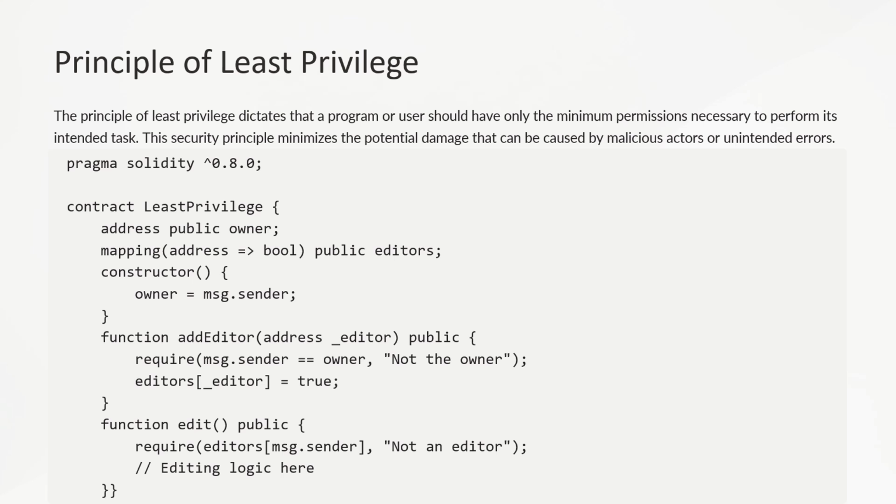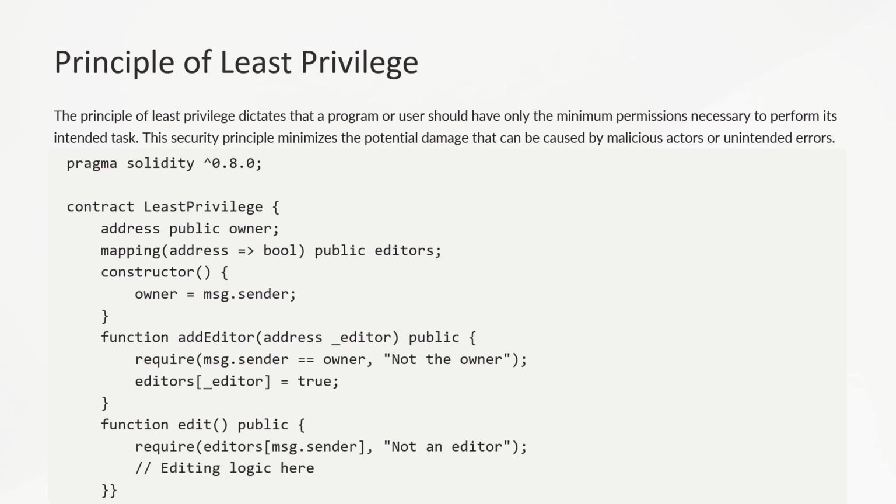The least privilege contract in this Solidity aims to adhere to the principle of least privilege. It has a state variable owner of type address, which stores the address of the owner of the contract, and editor, which is a mapping from addresses to booleans, where each address represents an editor, and the boolean value indicates whether the address has editing privileges. The constructor function is executed only once when the contract is deployed. It initializes the owner variable with the address of the account that deploys the contract.